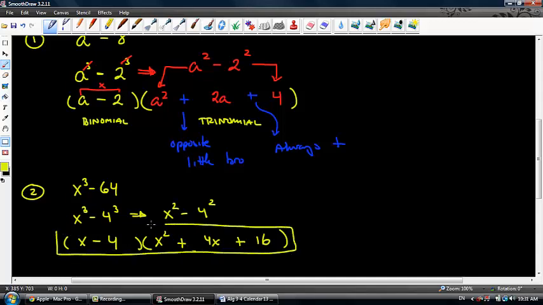That's as far as you go. Do not be tempted to refactor big bro. You'll never be able to do it. All right? It's a prime trinomial. So if we were to ever solve this, you would need to use the quadratic formula on that one.